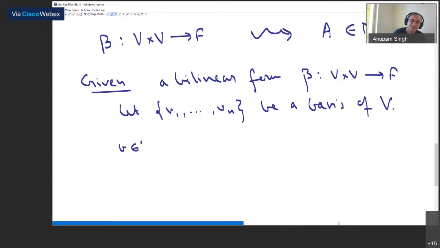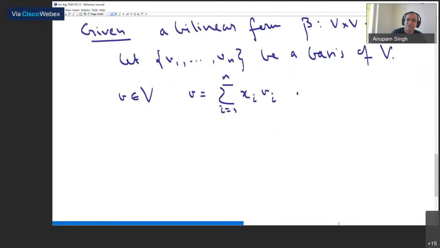If I take any vector v in V, then I can write v as a combination of this basis vector. So the combination will be the sum of xi vi, i equal to 1 to n, and these xi's are coordinates. So once we fix a basis, every vector can be written as coordinates x1, x2, xn. So once I fix a basis, the vector space V, I can think of it as F^n, right? These things we know already. We have done this earlier.